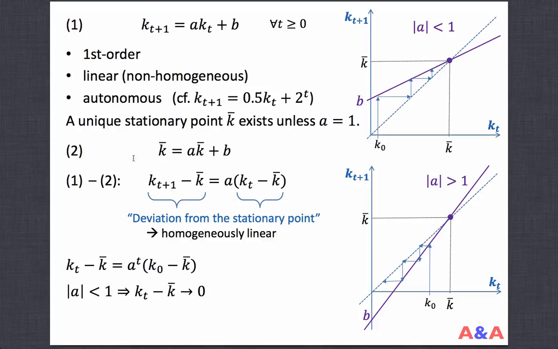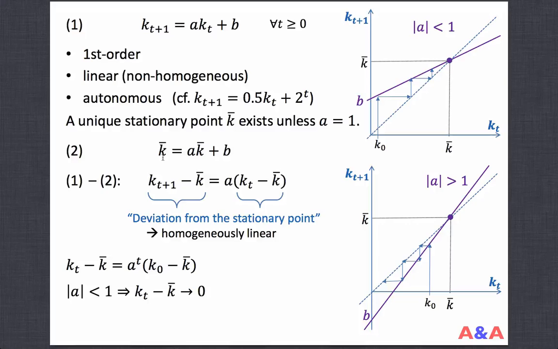If today is k-bar, then tomorrow will also be k-bar. So essentially equation 2 is the definition of a stationary point, fixed point, or steady state. And this equation implies that k-bar is equal to B over 1 minus A. So as long as A is different from 1, this equation has a unique solution for k-bar.